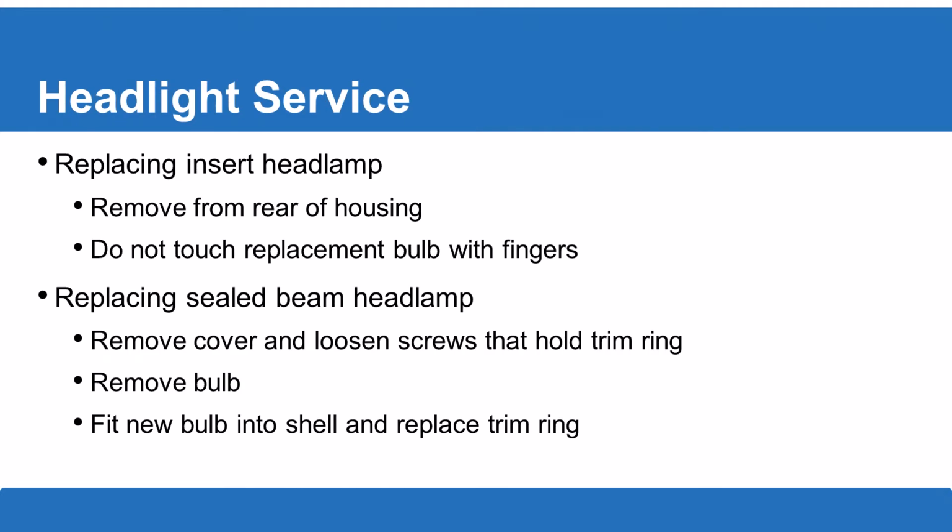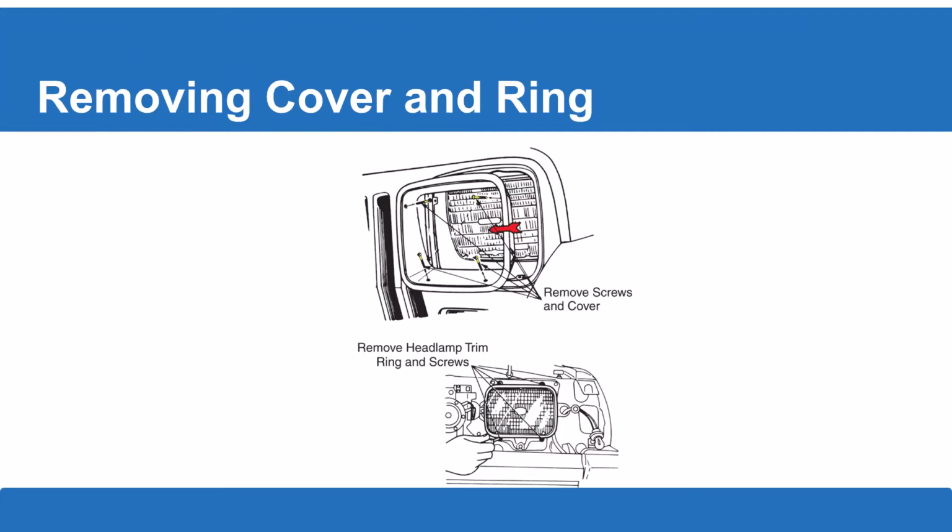Now, when we do the headlight service, there are methods of replacing the insert in the headlamp, and we remove it from the rear of the housing to do this. We don't want to touch those filaments. That glass is very sensitive and usually under high pressure. Replacing a sealed bulb, though, is a different story. We have to remove a cover and loosen the screws that hold the trim in to remove the whole physical bulb, and then fit a new bulb into this carrier element. These are more popular with older vehicles.